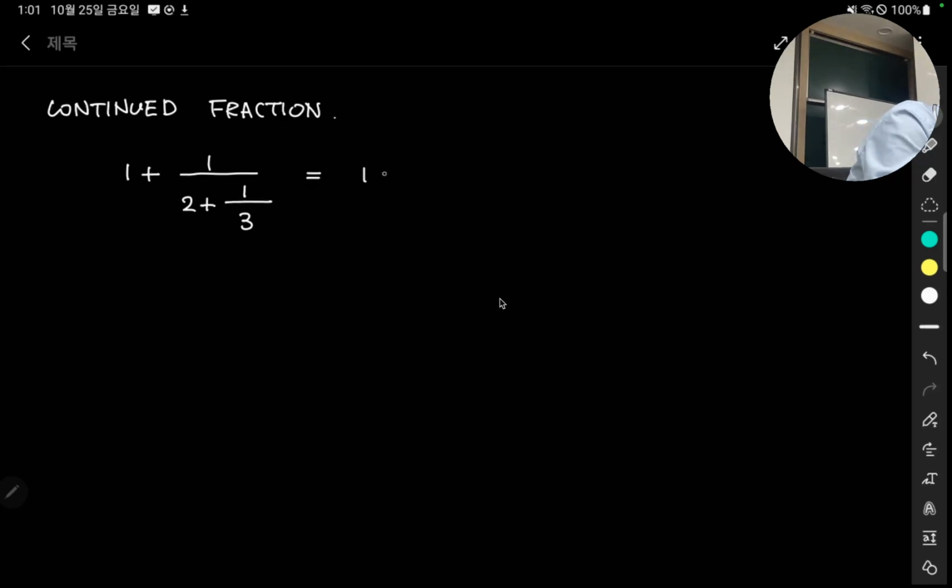So we have 1 plus 1 over 7 over 3. So it's 1 plus 3 over 7. So it's 10 over 7. So you can rewrite or express this continuous fraction in a different way.